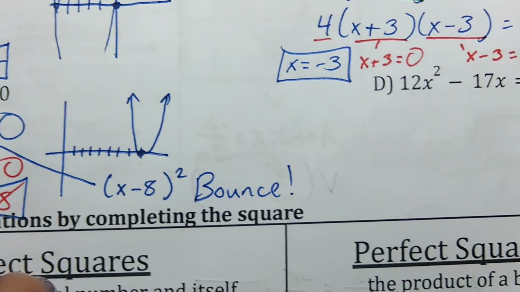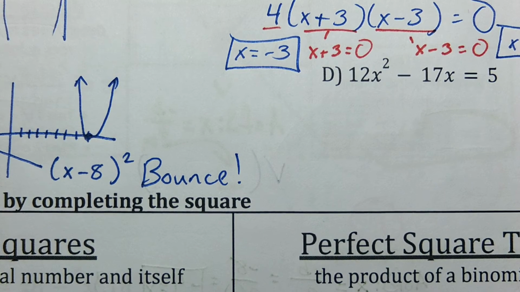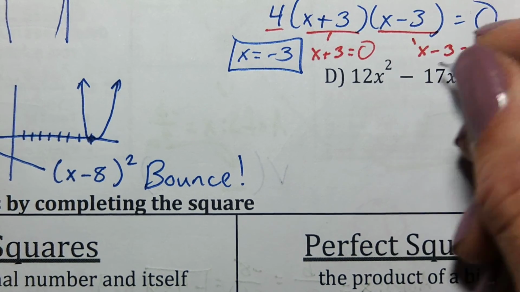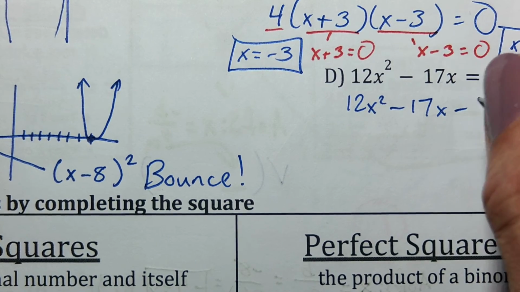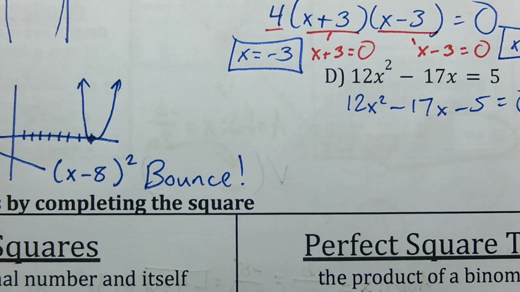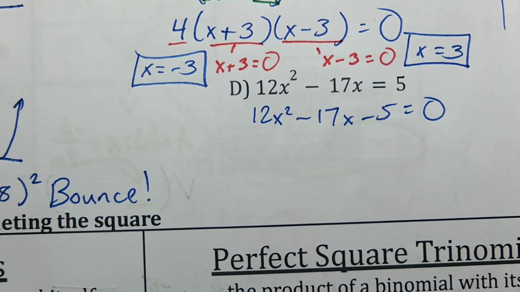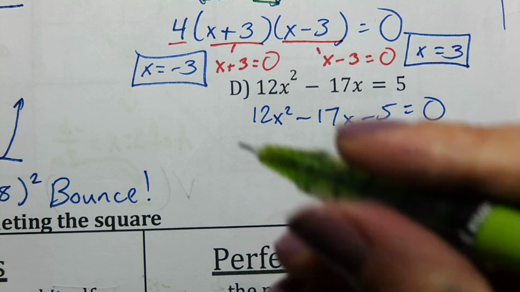All right, folks, next one. What do we need to do first before we try factoring it? Standard form, swing that 5 over. So 12x squared minus 17x minus 5 equals 0. Ooh, is there a GCF? That makes me very, very sad. There's no GCF.